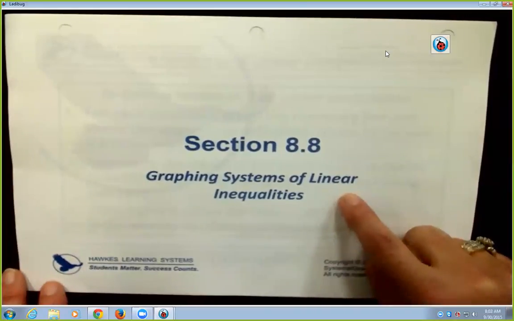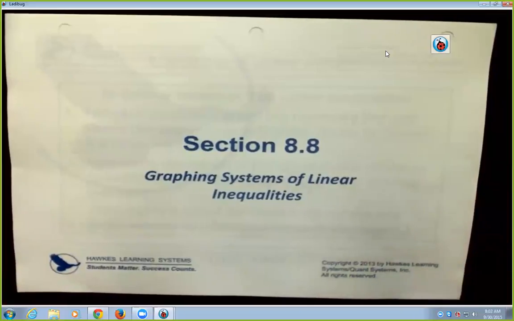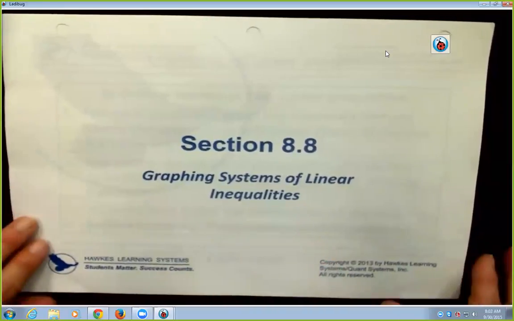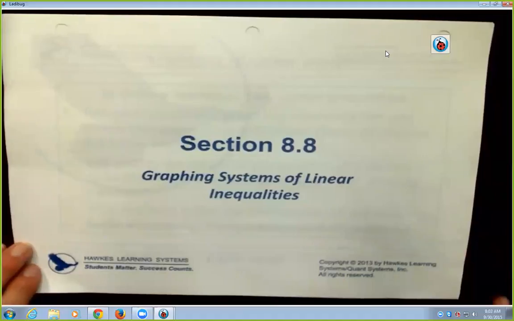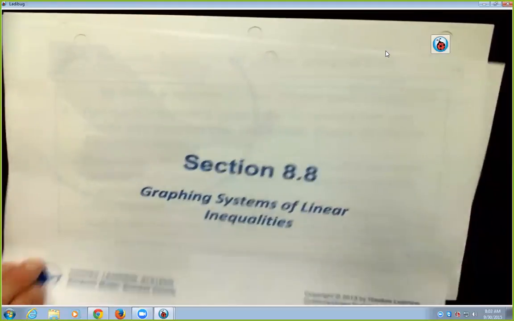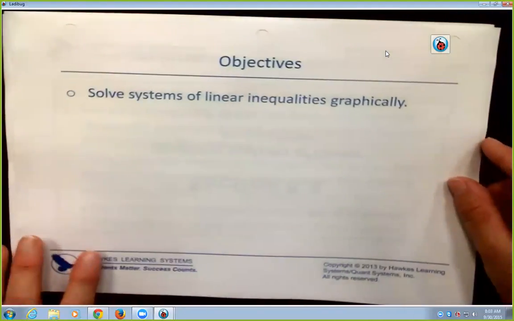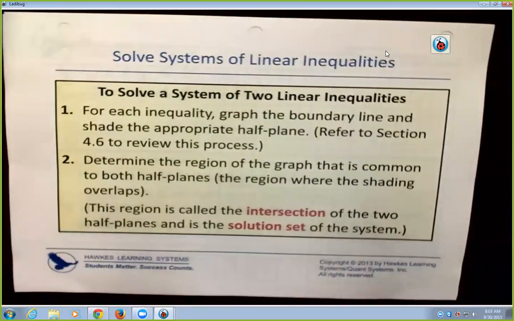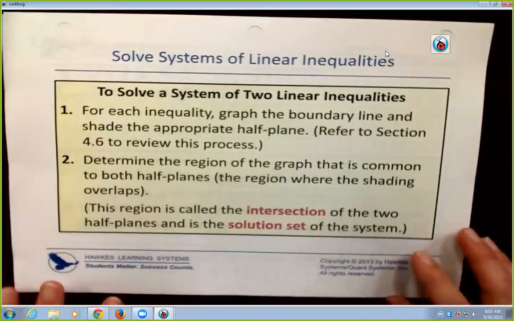So 8.8 is the next one, and you're going to need your graphing calculators for that too, because we are going to graph inequalities with these. And inequalities, of course, means that we're going to have a variety of answers, because it's not going to be just one point where the two cross, but a combination of different pieces that go with it. So the first thing, of course, is our objective, and that's to solve linear inequalities graphically. So we're going to get rid of that sheet and move on to what we need to do.